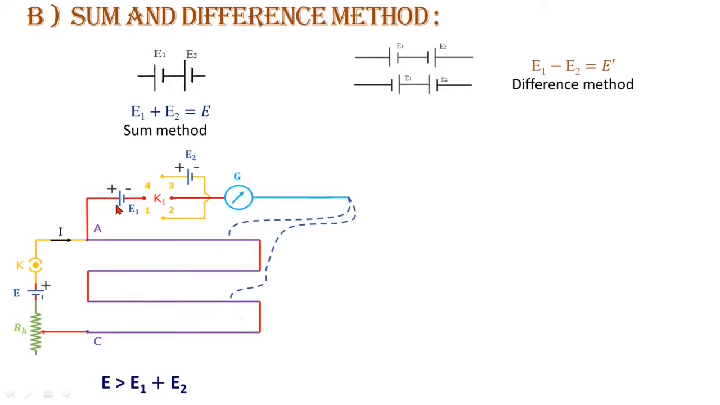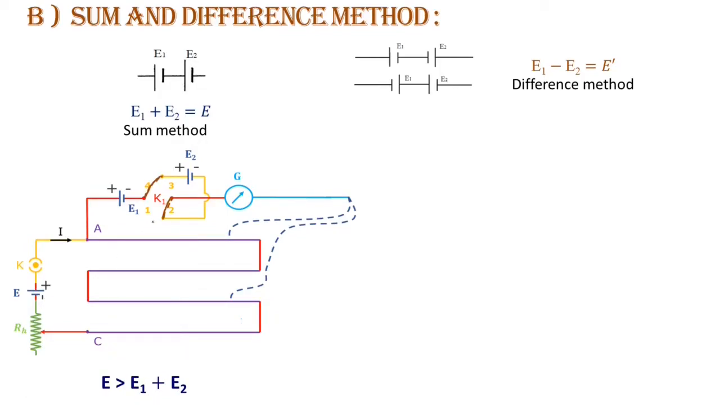The positive terminal of the cell of EMF E1 is connected to the higher potential terminal A, and the negative terminal of the cell having EMF E1 is connected to one terminal of the four-way key, and exactly the opposite terminal is connected to the galvanometer, and the other end of the galvanometer is connected to the jockey. The cell of EMF E2 is connected across the remaining two opposite terminals of the four-way key. Here E1 should be greater than E2 and E is greater than E1 plus E2.